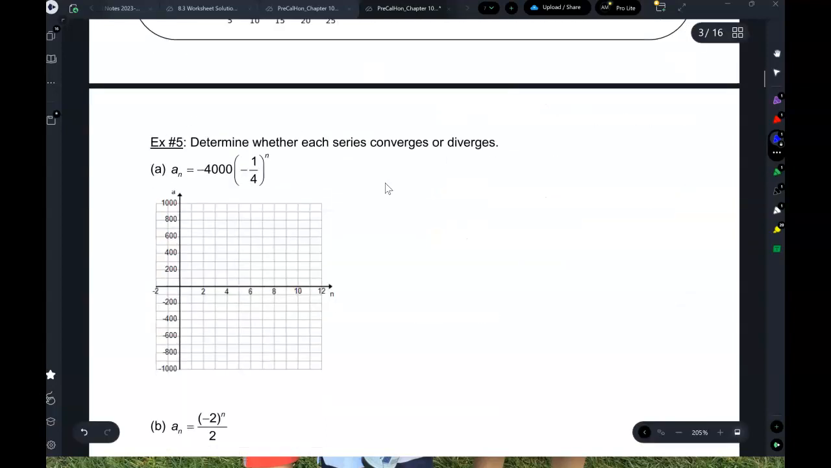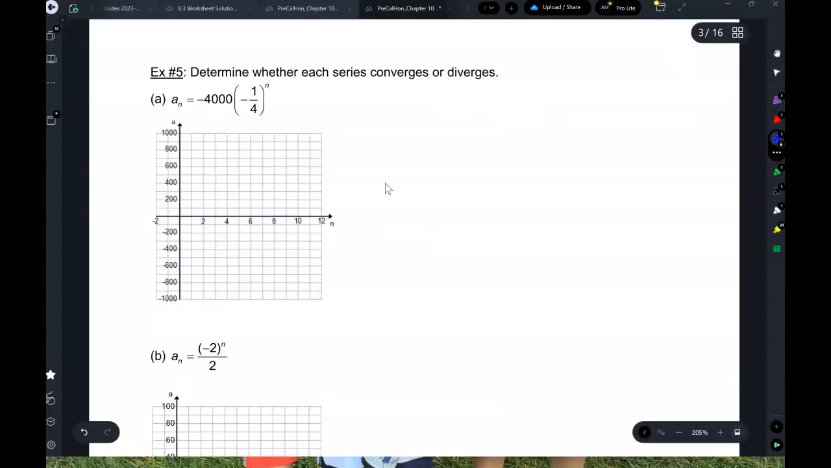So let's take a look at some examples here. We have this explicit formula of a sequence. We want to see if this converges or diverges. The way in which I want you to do it is to come up with the first few values and see what pattern there is.